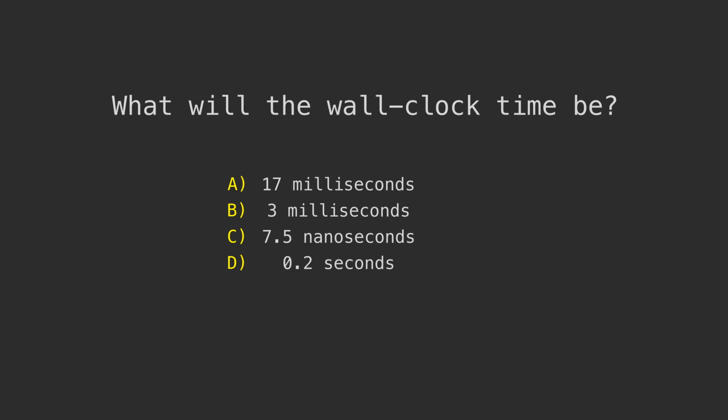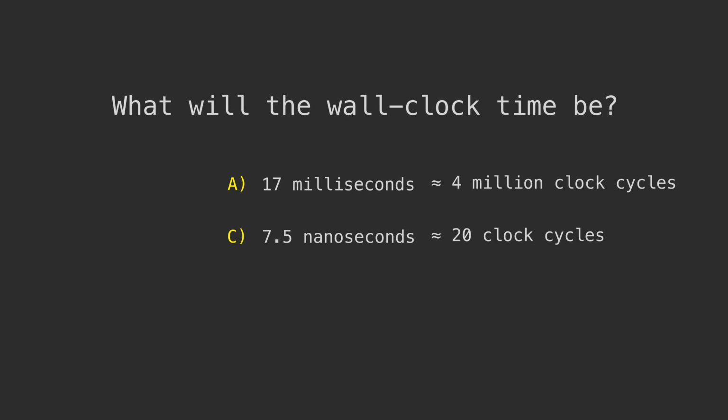Now, returning to the original multiple choice question about the wall clock time, the actual correct answers were 17 milliseconds and 7.5 nanoseconds, each corresponding to no optimization and -O1 optimization levels, which result in 4 million and 20 clock cycles respectively. The actual correct answer to the question would have maybe been: it depends on the compilation flags.